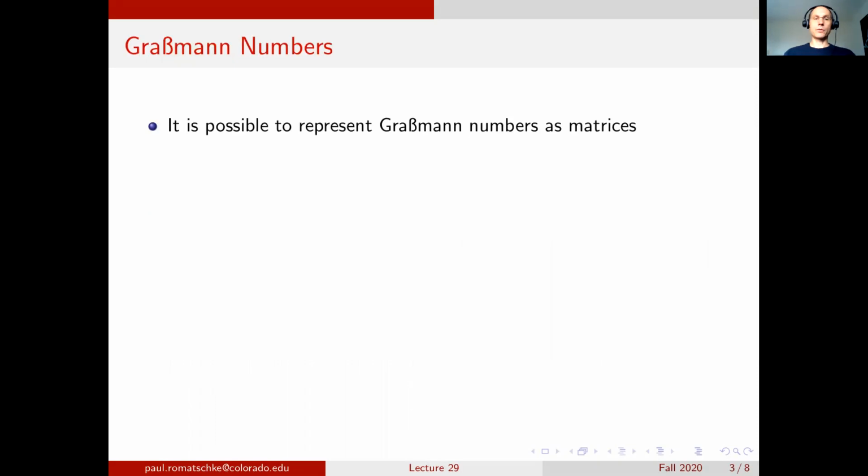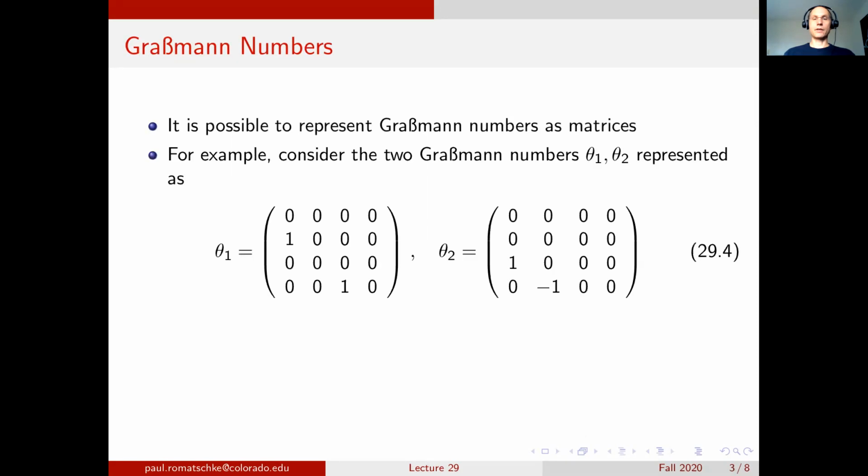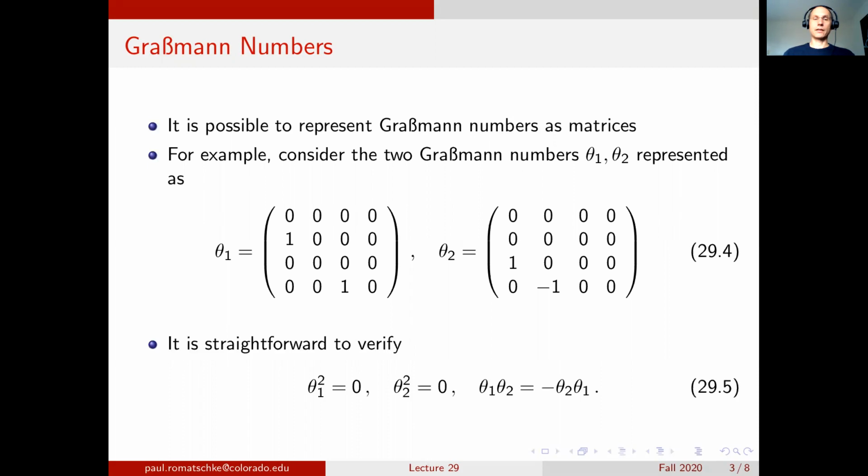It is possible to represent these Graßmann numbers as matrices. In particular, if we have two Graßmann numbers, θ1 and θ2, we can find the representation in terms of 4 by 4 matrices. These are listed in equation 29.4. And it is straightforward to verify that these fulfill the anti-commutation rules. In particular, the square of the matrix θ1 is 0, the square of the matrix θ2 is 0, and θ1 times θ2 is equal to minus θ2 times θ1.